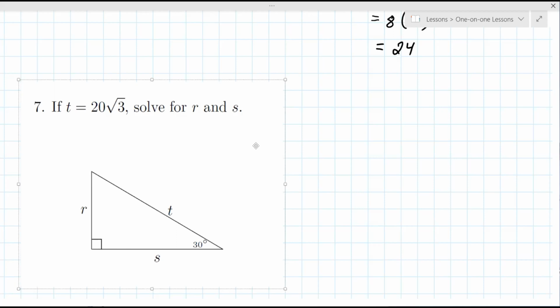I got 10 square root 3. Good. And then for S, I got 30. Yes, perfect. Okay, you got it. So now we're going to move to the last level.